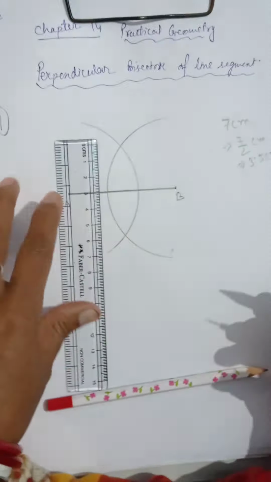Do these two arcs intersect each other? No, we are not getting any intersection point. So in this way, if we are taking less than half, we cannot get it. But if we are taking exactly half, then also we can get one point. But it is always better that you follow more than half.